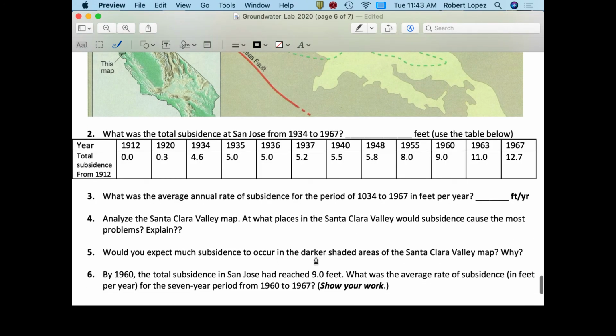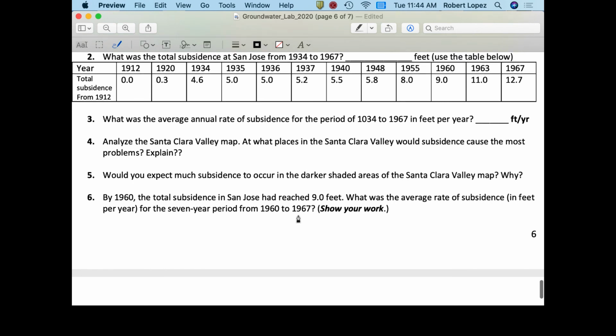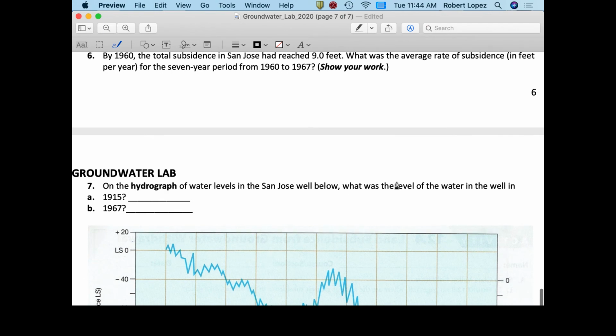And then here's that question about the darker areas. And then the last question, or not the last, but question 6. So 9 feet in San Jose. So again, what you want to do here, what was the average rate of subsidence for the 7-year period between 1960 and 67? Take the difference here. So it's 3.7 feet divided by 7 years to give you this answer between 1960 and 67. And now the next part here looks at this hydrograph.